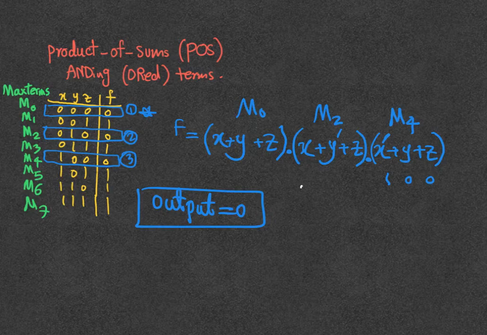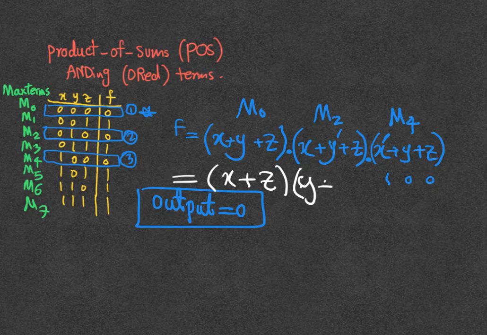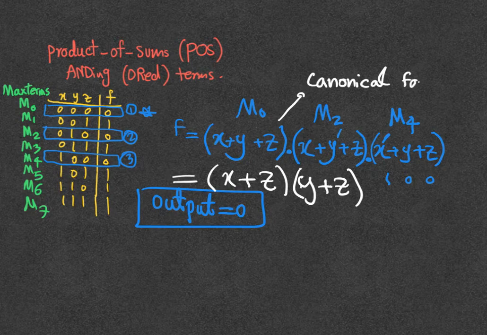The simplified version of this is going to be... you can try it at home to see if you can get this result. Okay, so this is the canonical form, and that's the minimal form. So this is the POS.